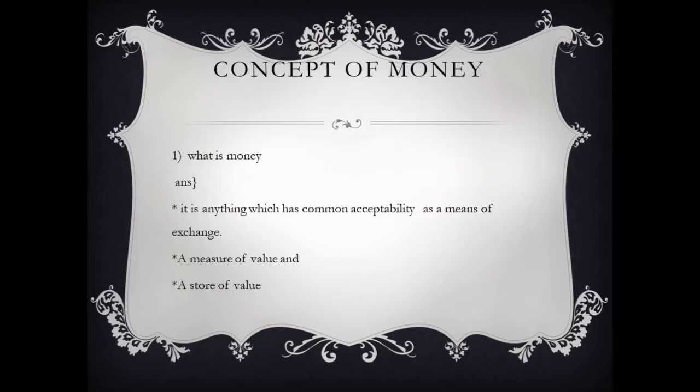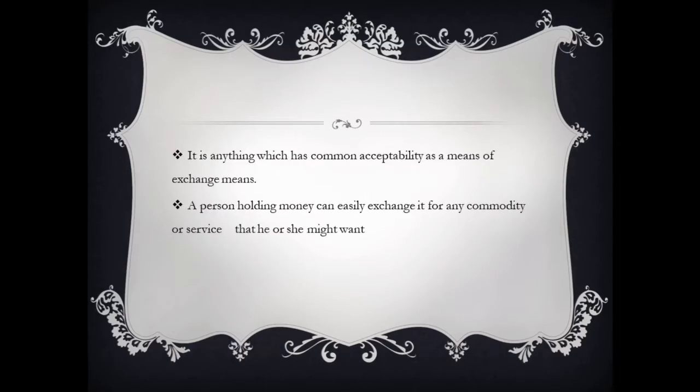The concept of money. The concept of money includes three points. It is anything which has common acceptability as a means of exchange, a measure of value, and store of value. To understand the meaning of money, we have to understand these 3 points. Let's see the first point. What is common acceptability as a means of exchange?